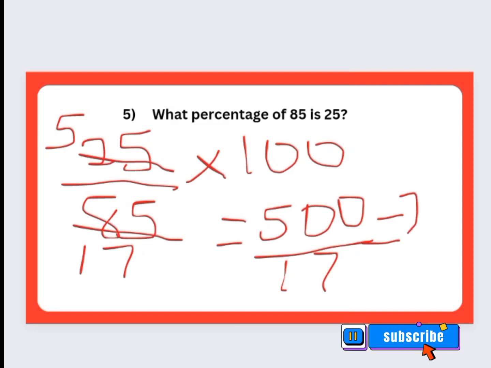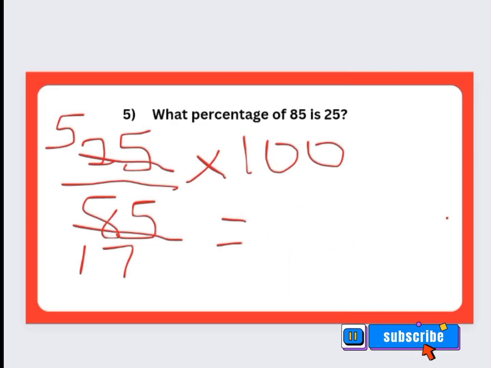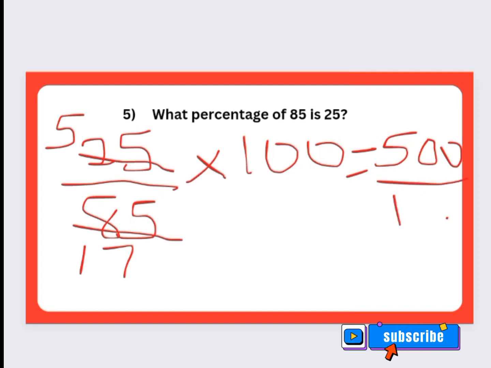So we have our 29 point, let's have it here, so that it can contain. So we have our 500 divided by 17, and our final answer is 29.47%.